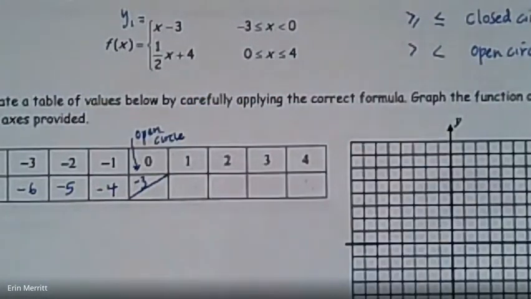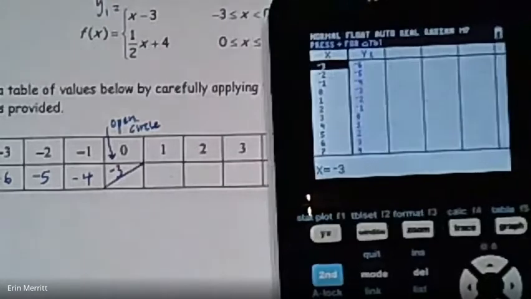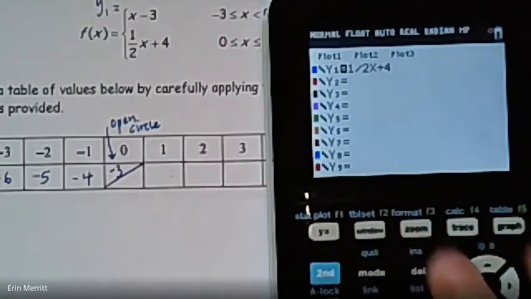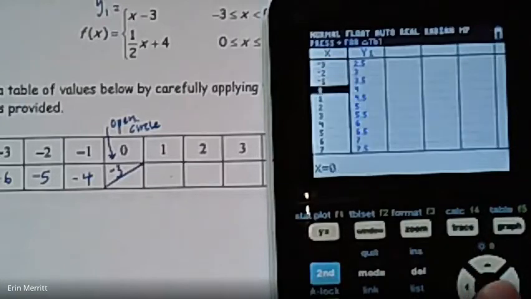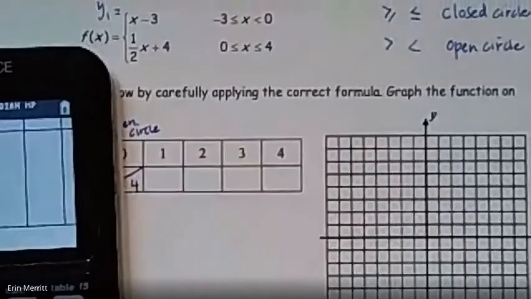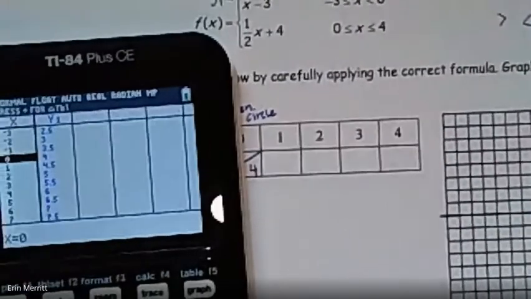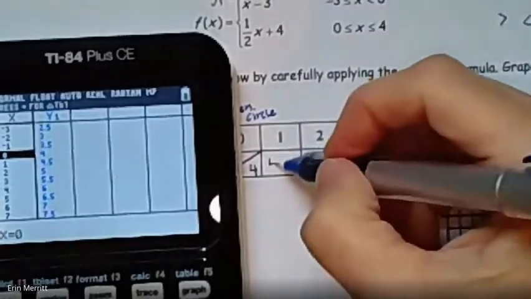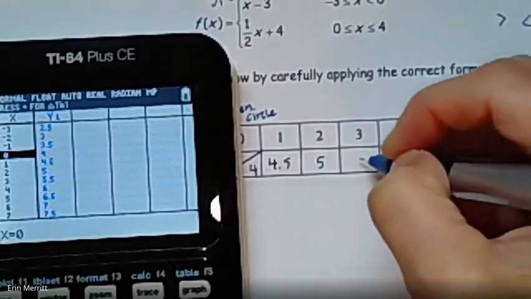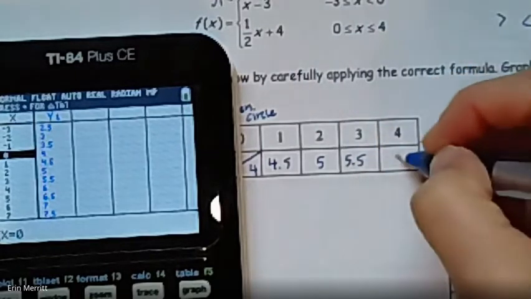Then to do the rest of the chart, I can go back into my calculator and change it up. So now I've got 1/2 x plus 4. Now I can go right back to my table and start at 0. At 0, it's starting at 4, and then I can copy from there. Let me slide this over so that I can write. At 1, it's 4.5. At 2, it's 5. At 3, it is 5.5. And finally, at 4, it's 6.